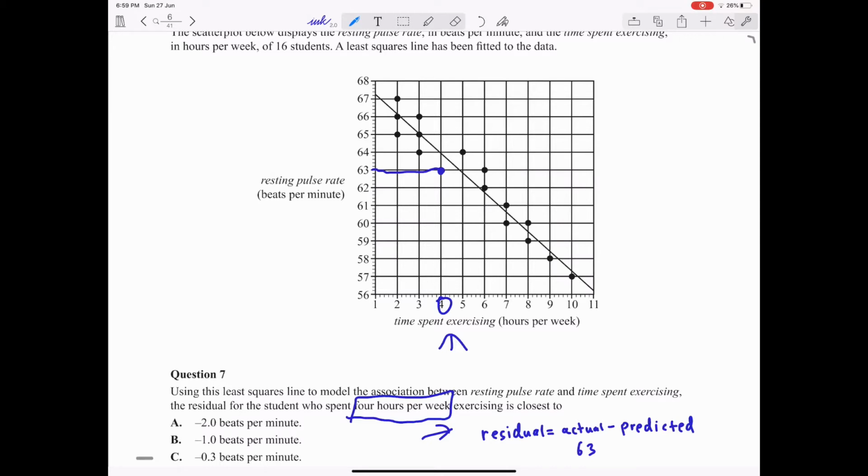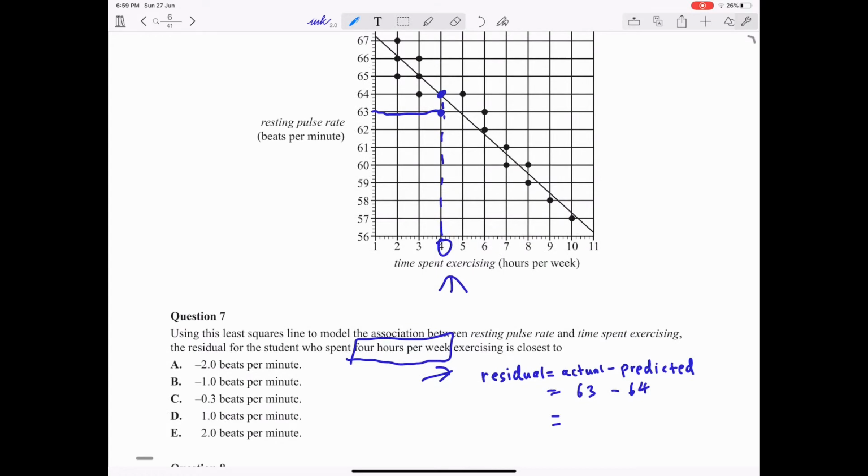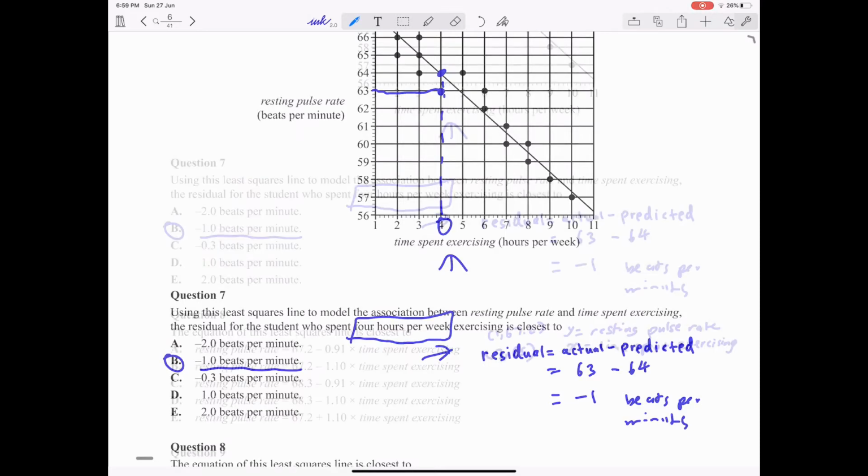And the predicted value would be where the least squares regression line is. So from 4 hours to the regression line, that's approximately 64. So minus 64 beats per minute as a predicted. So if you do that, I'll give you -1. So therefore the residual would be -1 beats per minute. And if we look at the multiple choice options, we have -1 beats per minute over here. So therefore B is the correct answer.